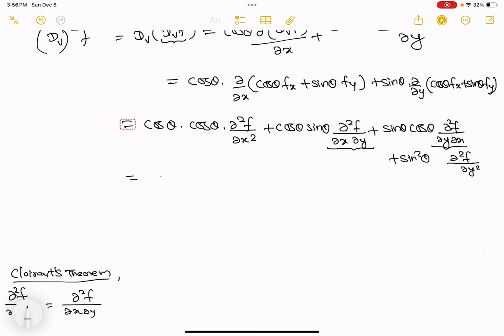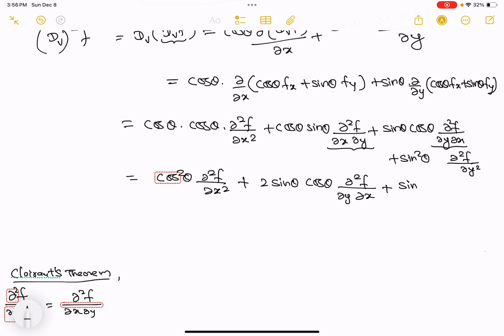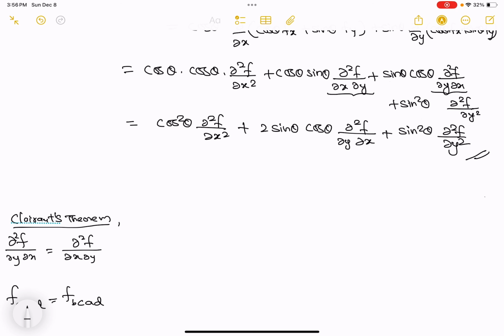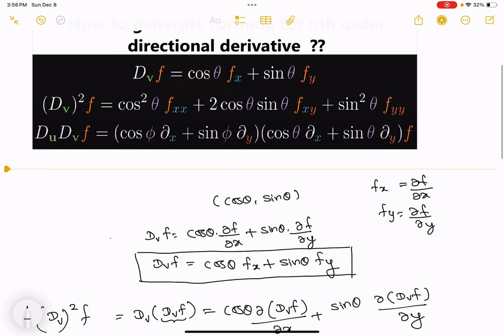So now I can say that this is cos square theta partial square f by partial x square plus 2 sin theta cos theta partial square f by partial x partial y, plus sin square theta times partial square f by partial y square. You might have noticed that this somehow resembles cos theta plus sin theta whole square. If you noticed that, you are not wrong. Later on we will see how that's helpful to generalize this for the nth order directional derivatives. But for now, let's keep that observation in place and go ahead to find more formulas.